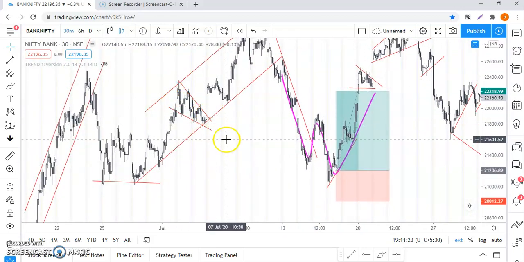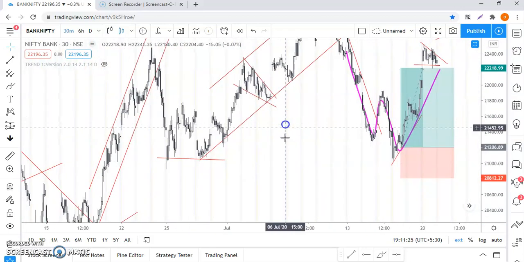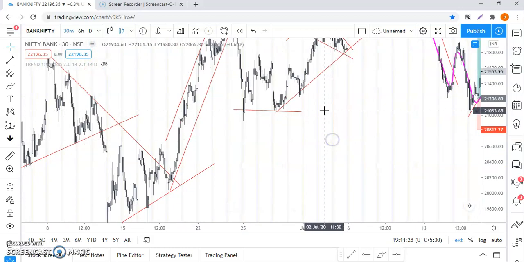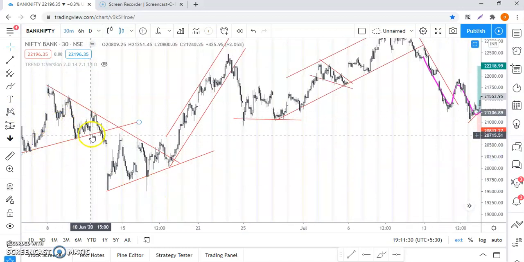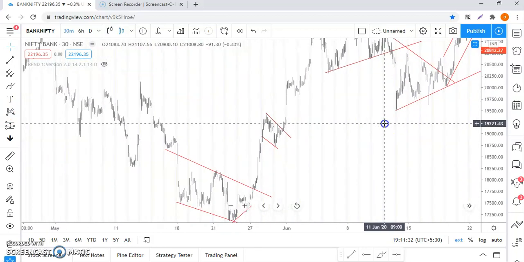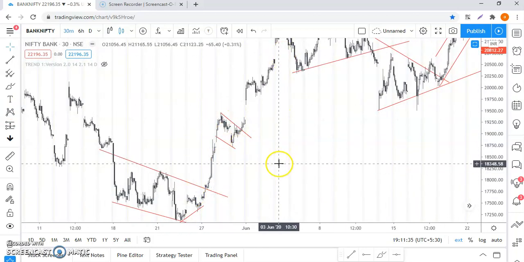That's it. Here, falling wedge. Falling wedge is always bullish. W again, the bullish. Triangle is indecision. It can go up and down. Continuation pattern: flag.